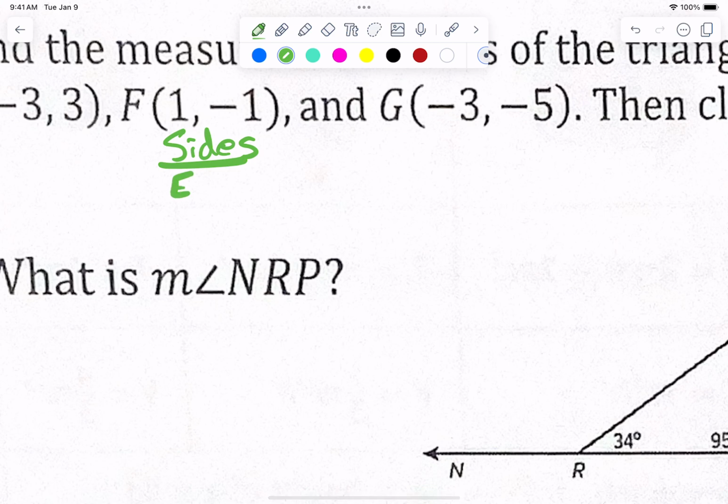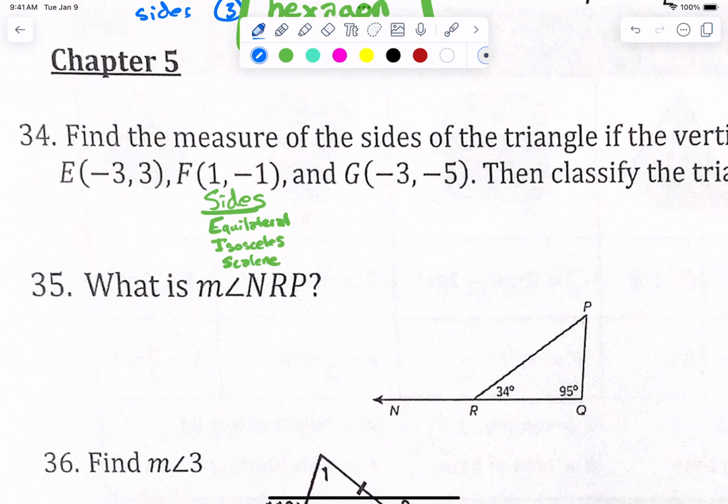It's going to be either equilateral, isosceles, or scalene. Do we need to write what each one of these means? No? You know the difference between them? Okay. They give me 3 points. How do I figure out whether this is equilateral, isosceles, or scalene?